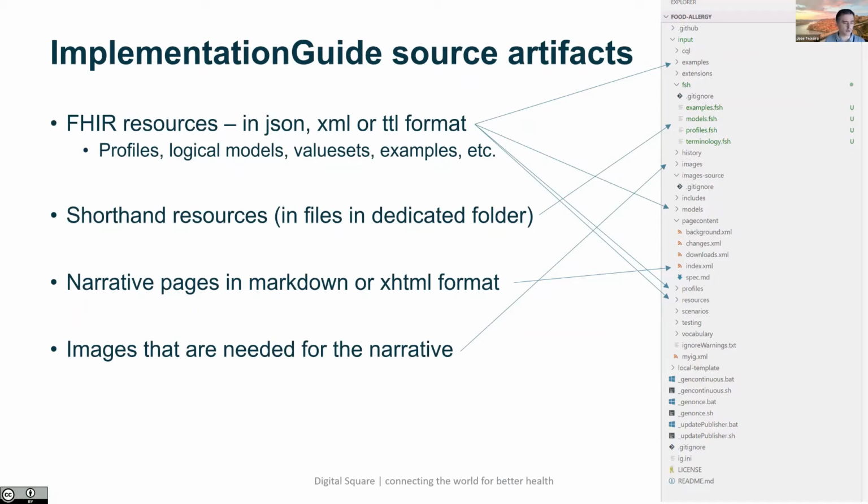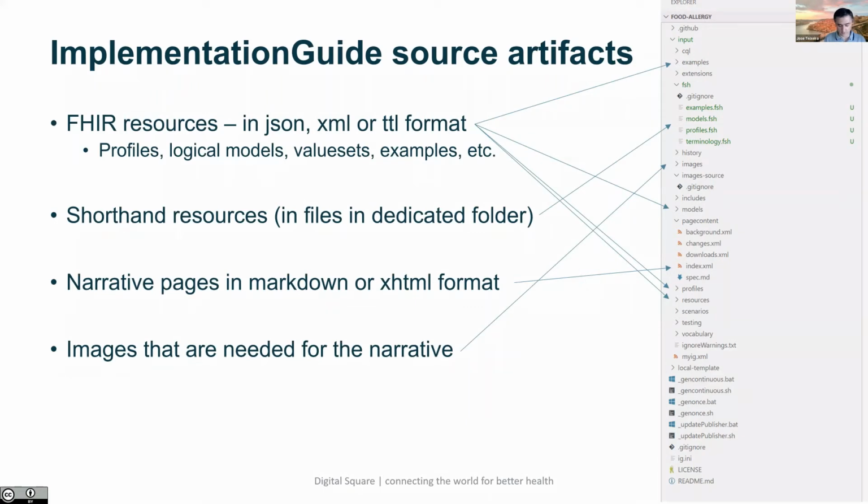The other type of content that an implementation guide can have is shorthand resources. It goes in a dedicated folder. We will see all about this, but we can have examples, models, profiles, and terminology resources in different files, all under this special folder. We'll see how that works. And we can have narrative pages, or we can have images. So if you want to show a nice diagram that you made from a PowerPoint presentation, or a picture of something, you can also put images.